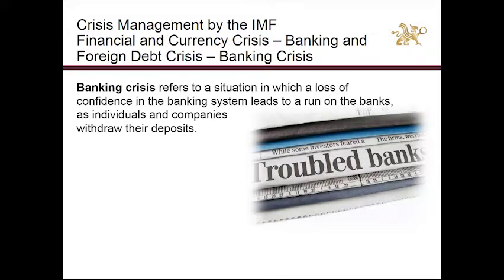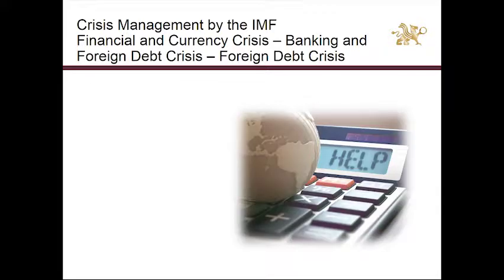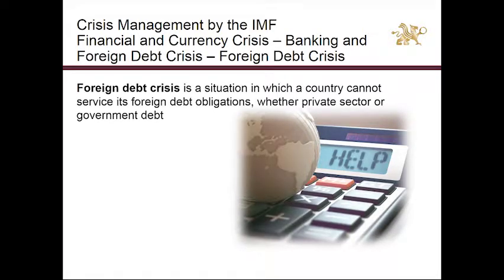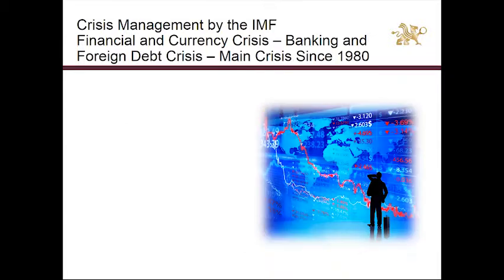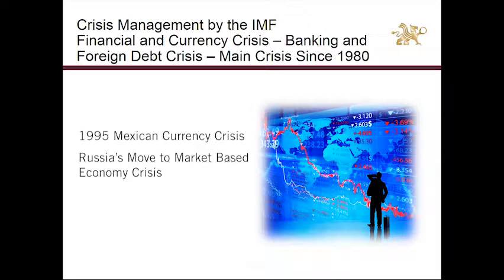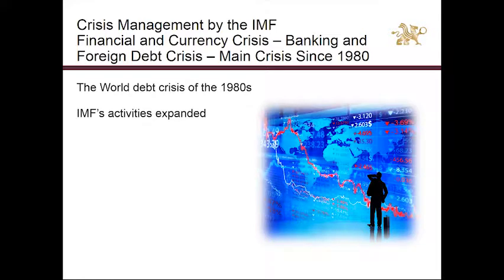A banking crisis refers to a situation in which a loss of confidence in the banking system leads to a run on the banks as individuals and companies withdraw their deposits. A foreign debt crisis is a situation in which a country cannot service its own foreign debt obligations, whether private sector or government debt. The primary crises since the 1980s have been the Third World Debt Crisis of the 1980s, the 1995 Mexican currency crisis, the crisis experienced by Russia as that country moved towards a market-based economic system, and the Asian financial crisis. The IMF's activities have expanded because of periodic financial crises that have continued to hit many economies in the post-Bretton Woods era.